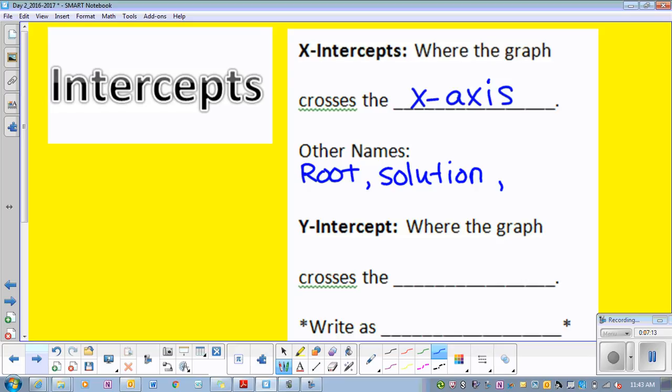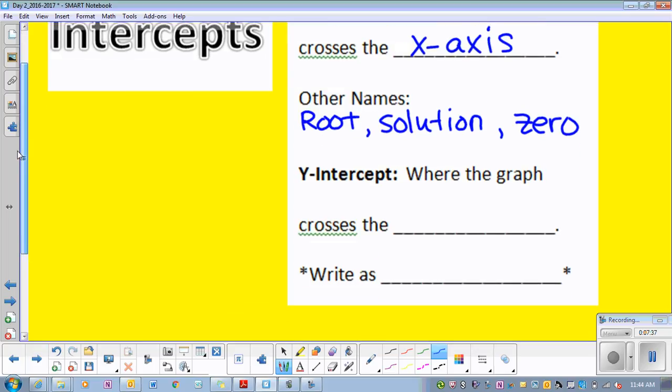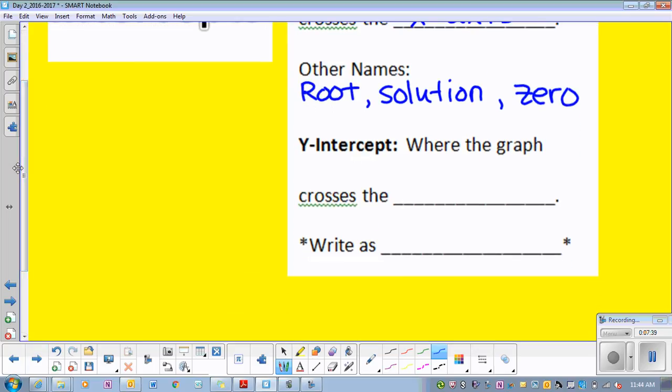Does anyone know the other name? I mean, it was a while ago when you guys did this in algebra, right? Or the zero. All right. So it has 4 names, and we may use any one of them. Okay, and it means the same thing. X-intercepts, solutions, roots, and zeros. So the y-intercept is where the graph crosses which axis? Y. Yeah, the y-axis.